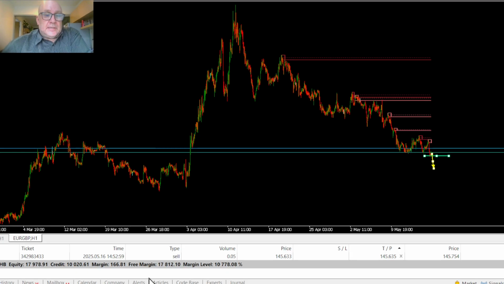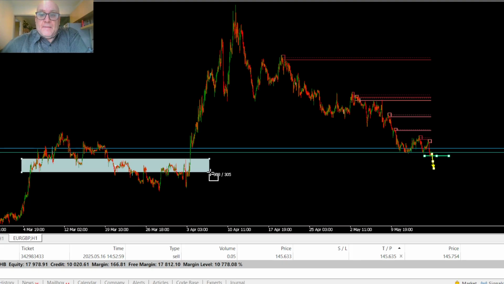So if it comes down, maybe here. This one could be all right across here. What do you think? Is that a good place for support? So if it comes down to there, what I'd do, I'd put another buy in there.